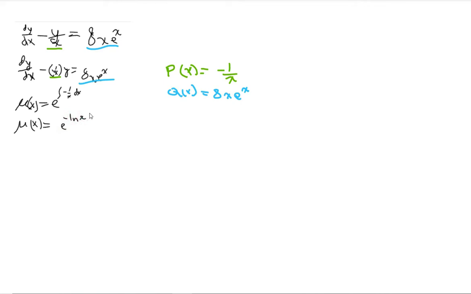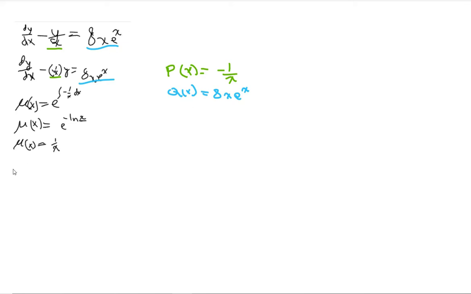Okay. e and natural log cancel out. And if you have a negative natural log, that means you get a negative exponent in the argument here. So that just means you're going to get x to the negative 1 as your answer. But x to the negative 1 is just the same as 1 over x. So our mu of x is equal to 1 over x. Now we have a mu of x, a P of x, and a Q of x. And when you're doing integral factor, if you have all three, you're pretty much exactly where you want to be.